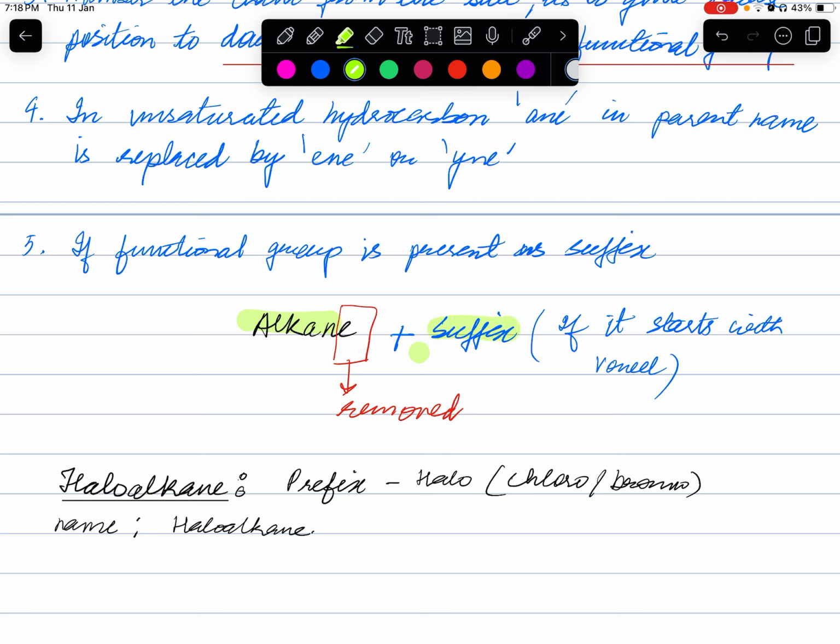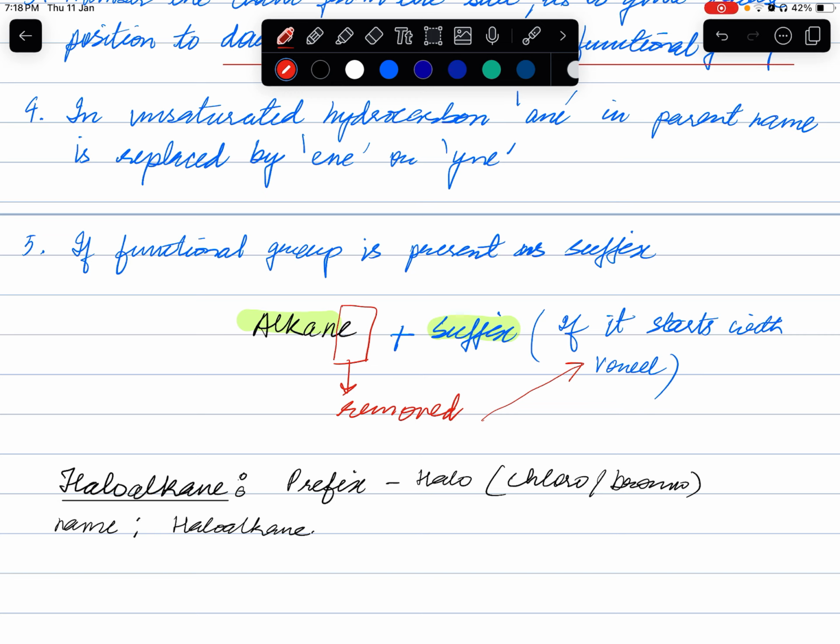But the point to remember here is that we will be removing E only when your functional group starts with a vowel. If it is not starting with a vowel, then we will not remove E. So how is it applicable? We will apply this in different examples.